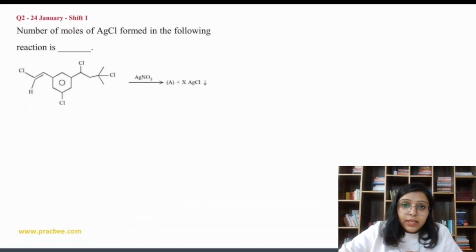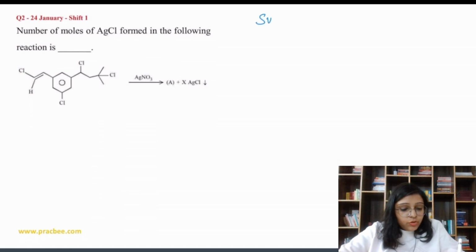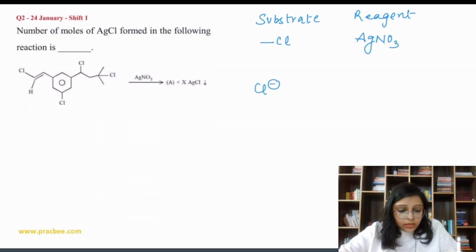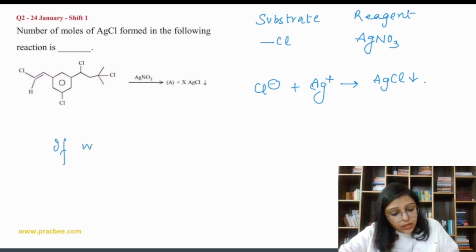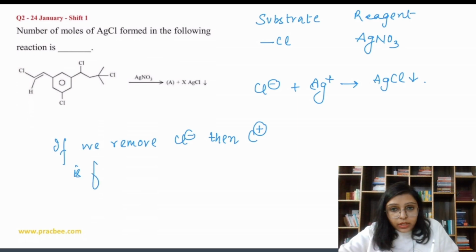Number of moles of AgCl formed in the following reaction is x. You have to form AgCl. So see, in the substrate, we have Cl bonded to carbon, and the reagent is AgNO3. We know that Cl minus on reaction with Ag plus forms a precipitate of AgCl, right? So if we remove Cl minus, then a carbocation is formed.